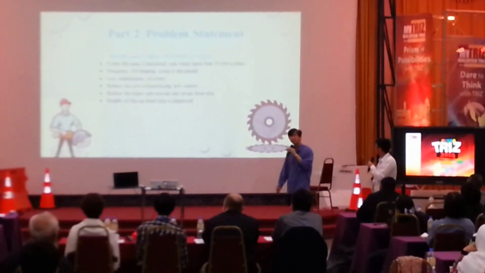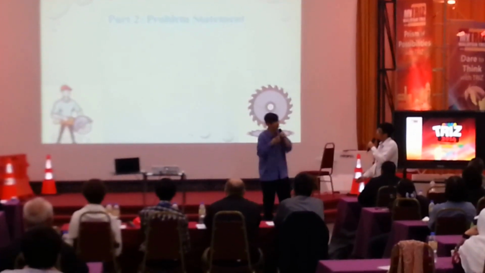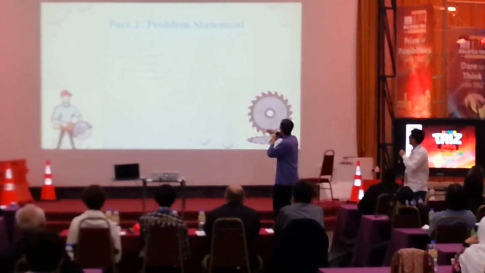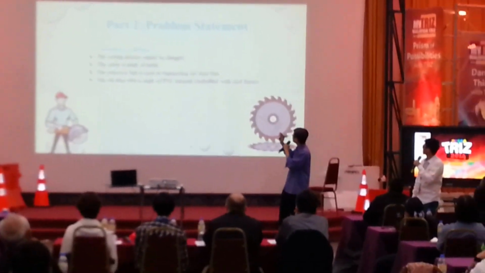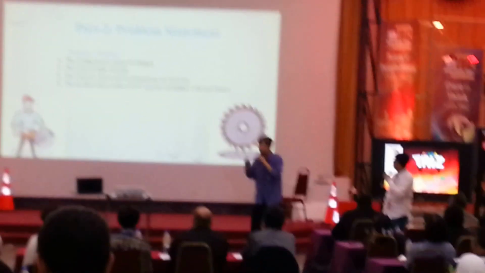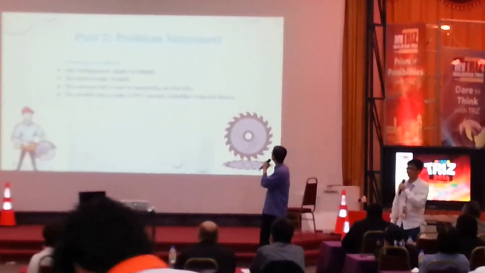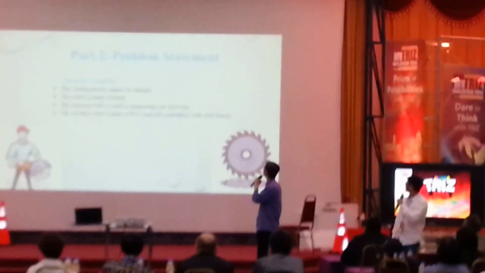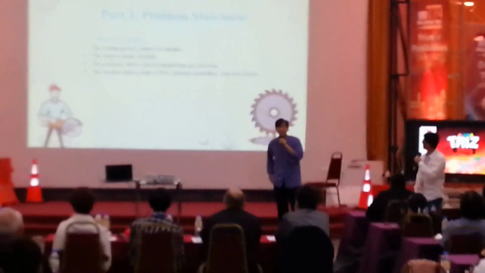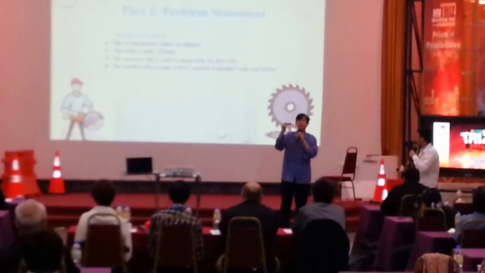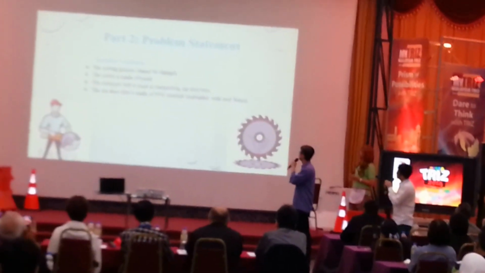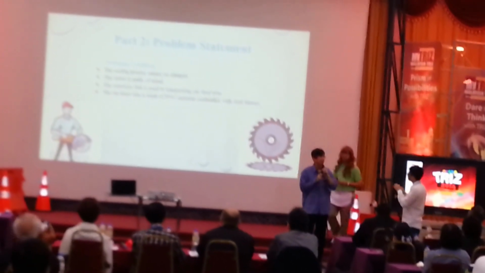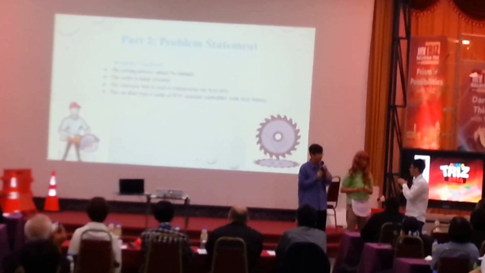Okay, but I have a boundary condition for you. The boundary condition is the cutter process cannot be changed. The cutter is made of metal. The conveyor belt is used in transporting the cutter trim. And the cutter trim is made of PVC materials, but inside that, embedded with the steel frame. Okay. Please give me some time to think of a solution first, using the MyTRIZ process flow. Okay.